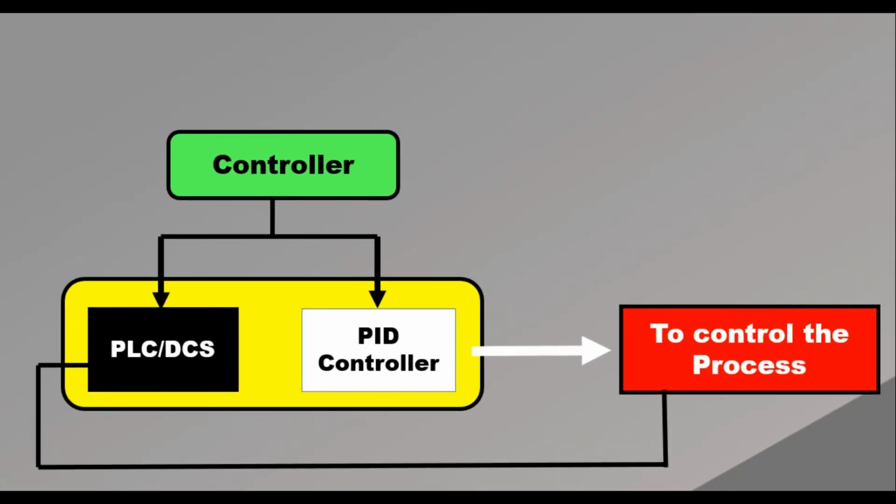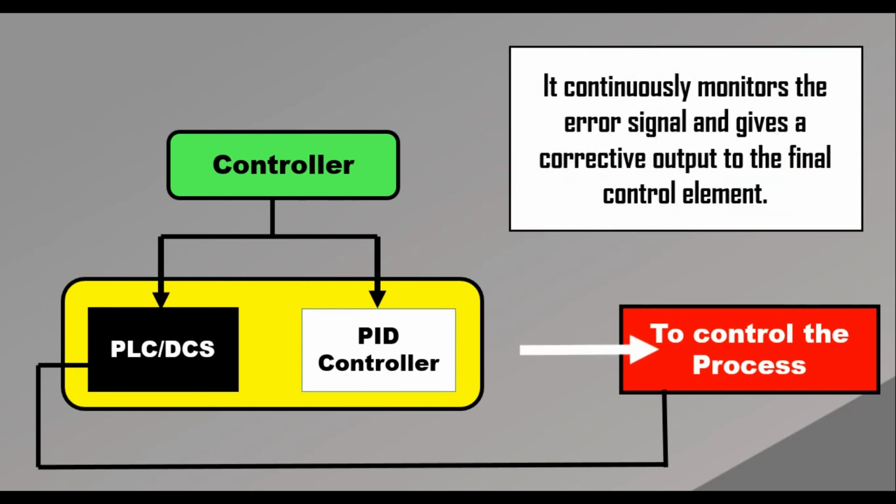Controllers are used to control the process. It continuously monitors the error signal and gives a corrective output to the final control element. Here the main aspect is the error signal. Error is the difference between the set point and the process variable. The controller reduces or eliminates this error by giving the corrective output to the final control element.